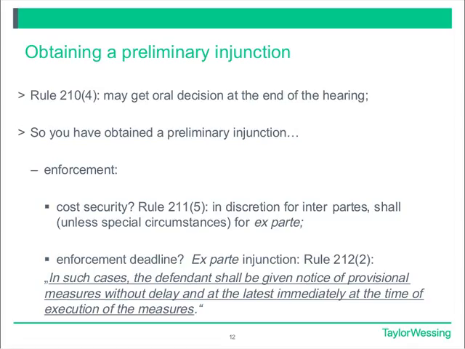Okay, I think this covers this page. Another thing is for ex parte preliminary injunctions, it just says that the defendant shall be given notice of the provisional measures without delay, at the latest immediately at the time of execution of the measures. This is, of course, obvious. If the measure is executed, you will become automatically aware of it.